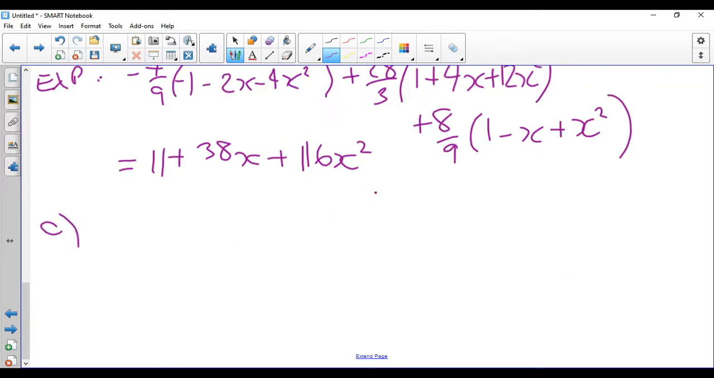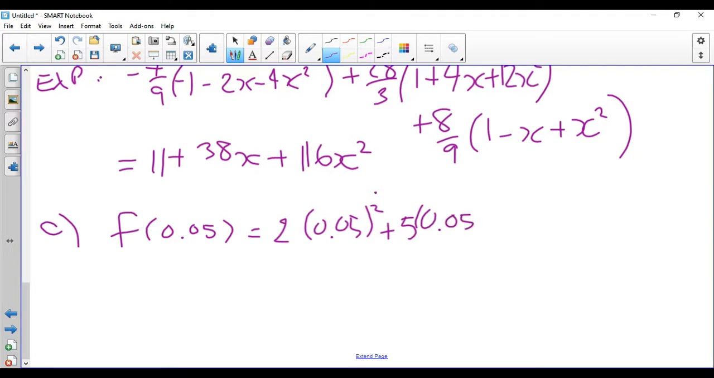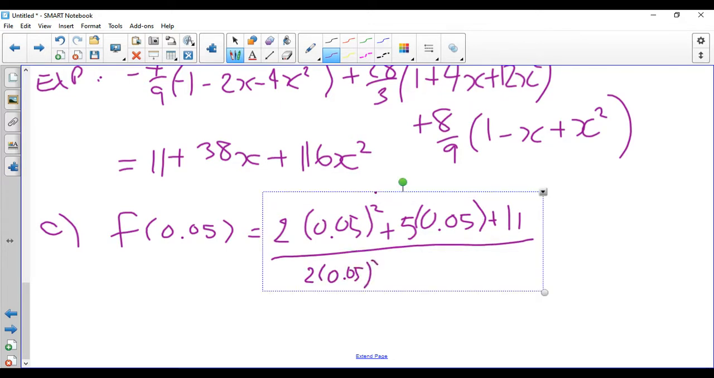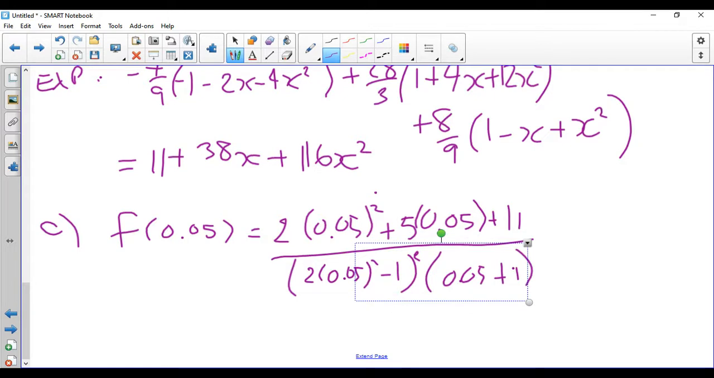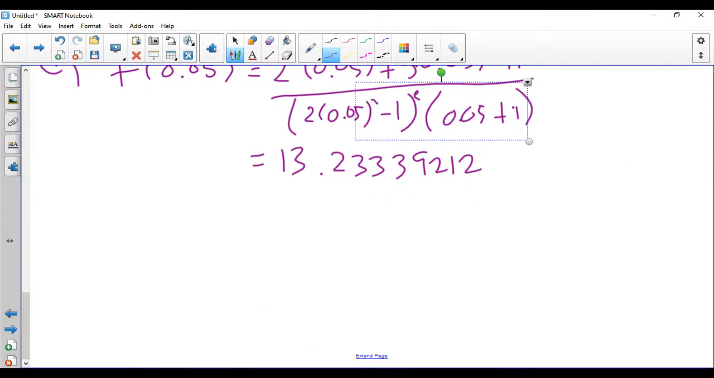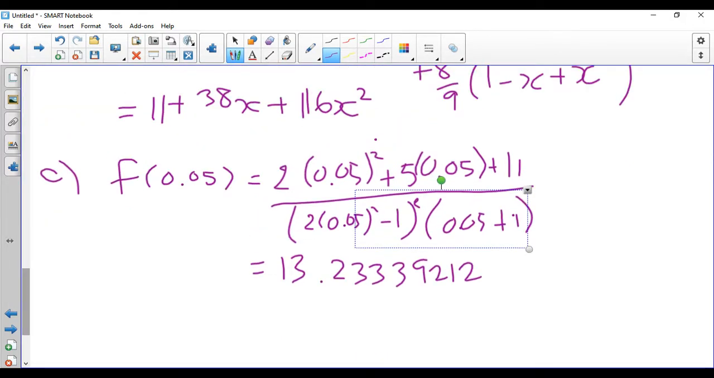Now, part C says to work out the error when you are putting 0.05 in. So first things first, if I put 0.05 into the function that I was given in the question, that was 2 lots of 0.05. And again, it's worth showing this line of working to show where you get your values from. All over 2 lots of 0.05 squared minus 1, all squared, 0.05 plus 1, close brackets. And that will give you 13.2333912. Okay, so again, I've shown the marker, if this was an exam, where I got that value. I got it from putting it into that.